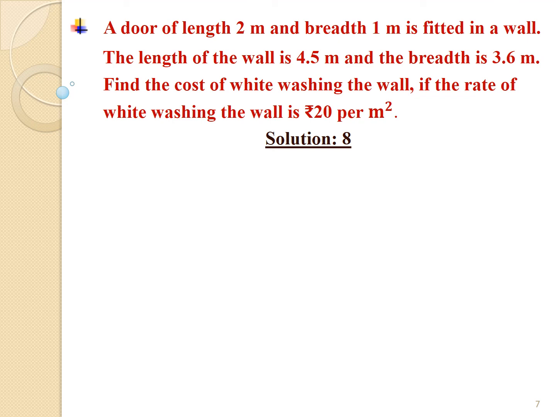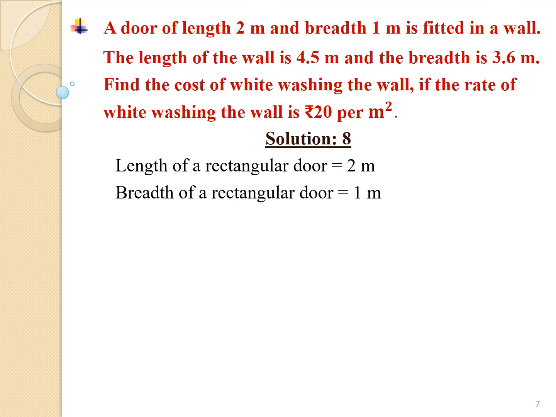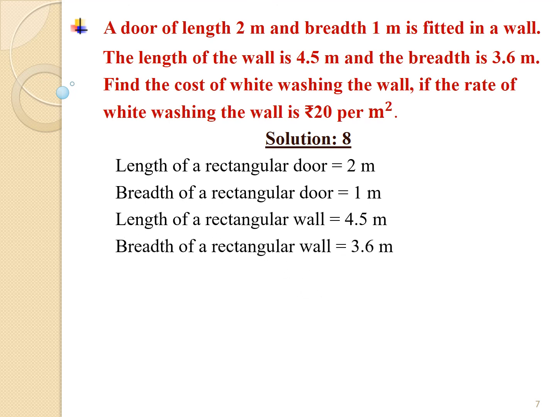After writing the necessary information given to us, length of rectangular door is given 2 meters. Breadth of a rectangular door is given 1 meter. Length of rectangular wall, which includes door, is given 4.5 meters. And breadth of a rectangular wall, which includes door, is given 3.6 meters.